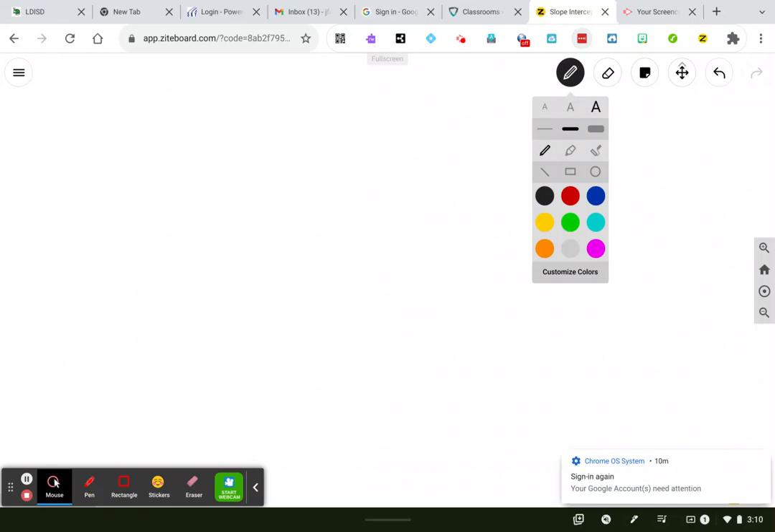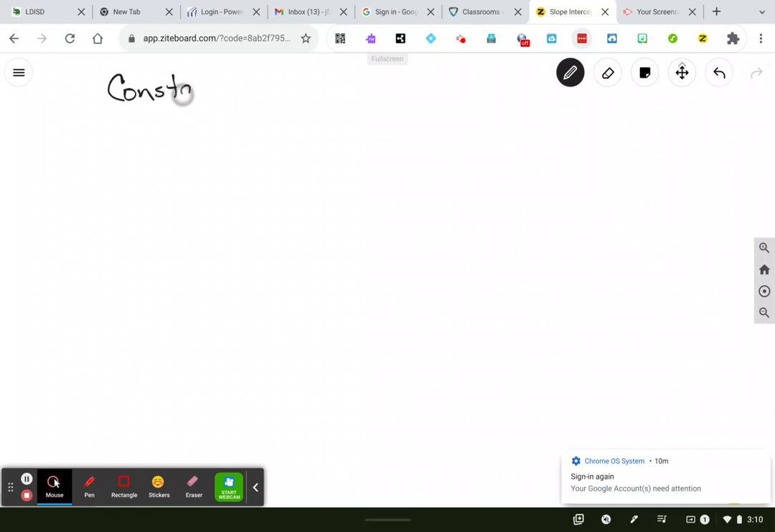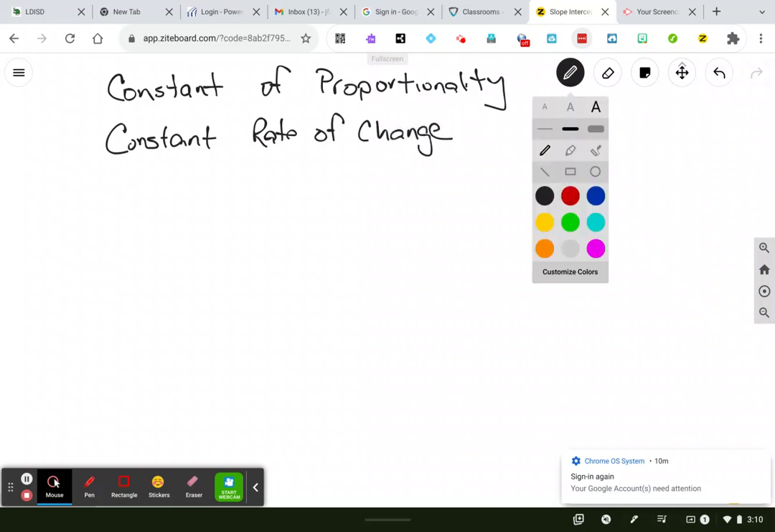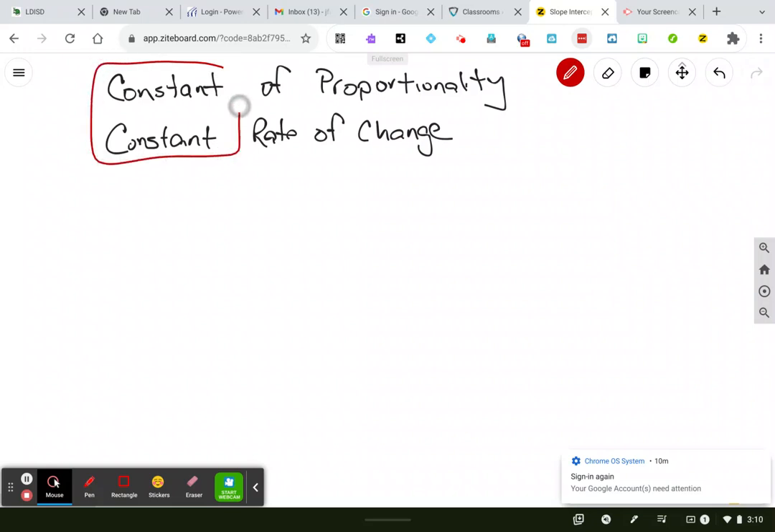And what we're talking about is what's called constant proportionality and constant rate of change. The word that's the same in both of those is the word constant. Constant means that it is the same. So we're looking for things that happen at the same rate, that you can figure out over a period of time.